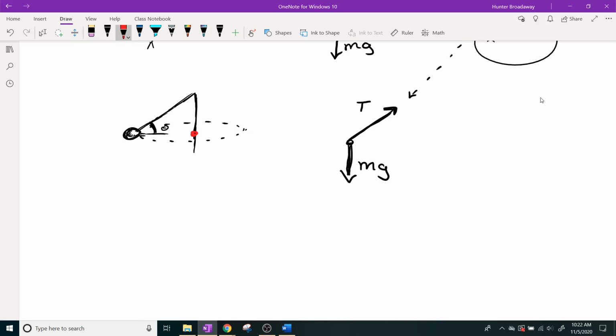So this actually helps me remind myself, is this a centripetal force? And the answer is actually not quite. It's close, but not quite. So I'm going to have to redo something here. Where is my centripetal force?